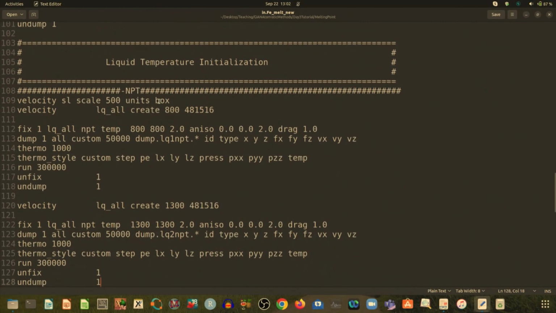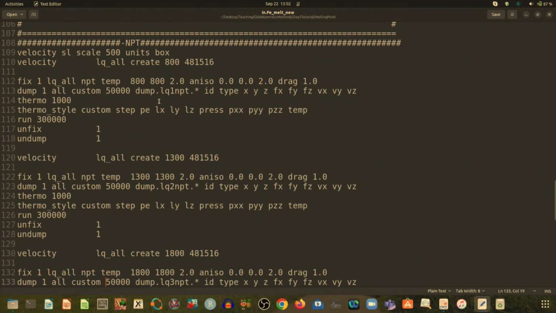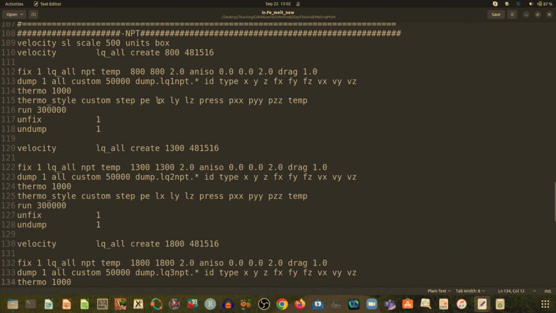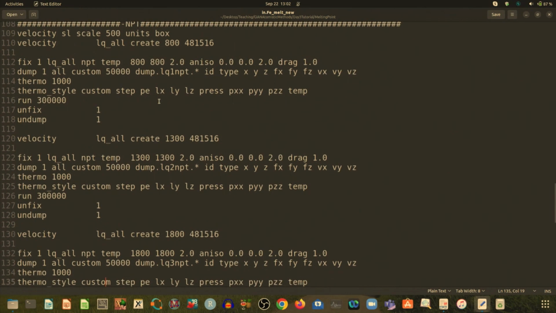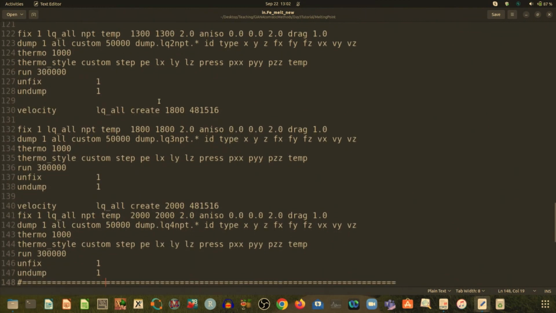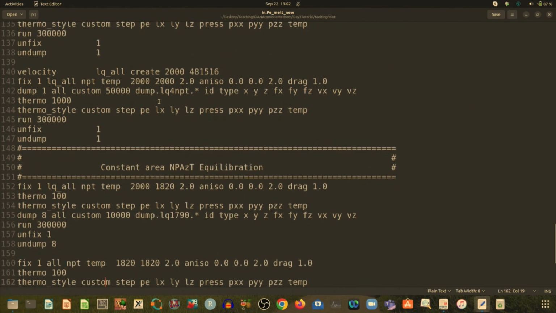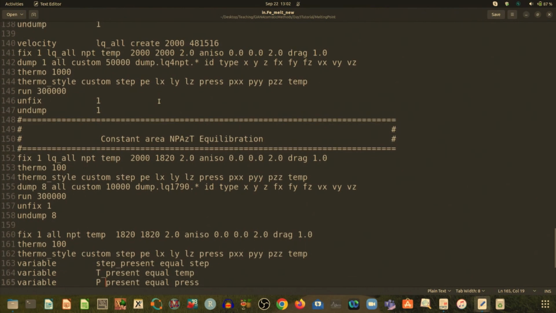So then we are taking the liquid region and equilibrating, raising its temperature, and it is going up to 1800, 2000 also. Okay. 1810 is the predicted melting temperature. I want to be above that, so the copper is liquid. Right.